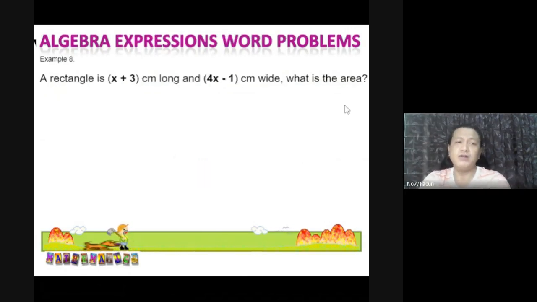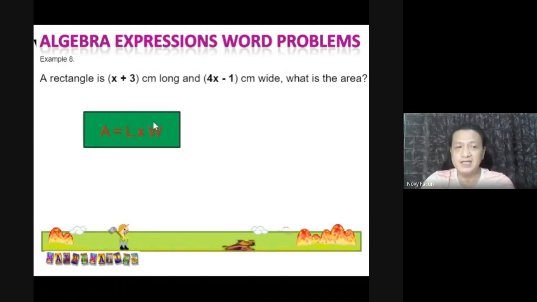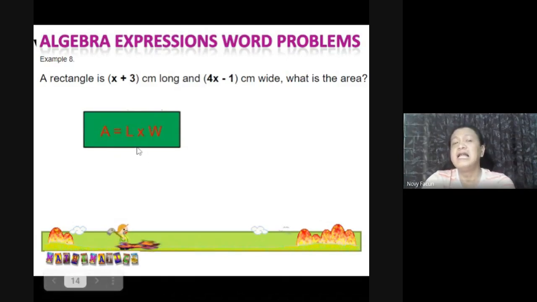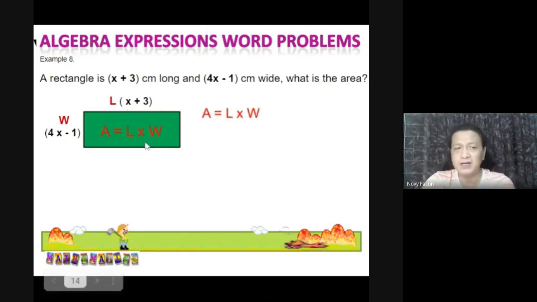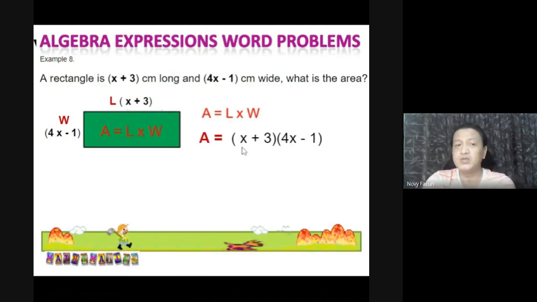Okay, and we already have number 8. A rectangle is x plus 3 centimeters long and 4x minus 1 centimeters wide. What is the area of this rectangle? So this is the rectangle. The formula is area is equal to length times width. So you have to label. That is x plus 3, the length, and the width is 4x minus 1. Then you represent this length and width using this formula and substitute. So we have the length at x plus 3 and the width is 4x minus 1.